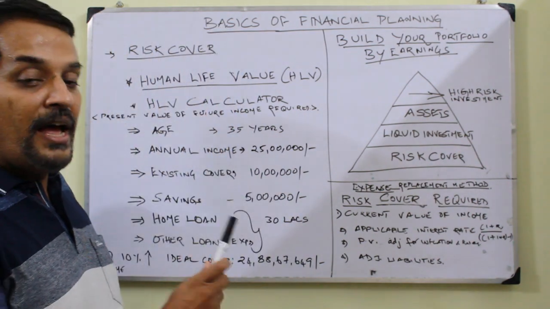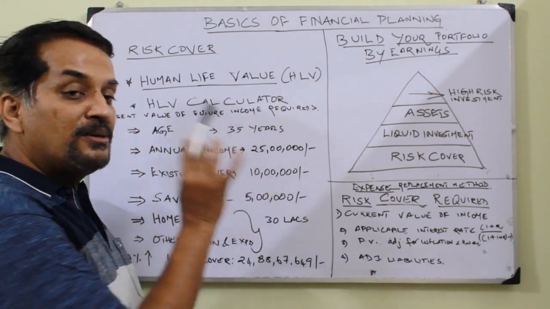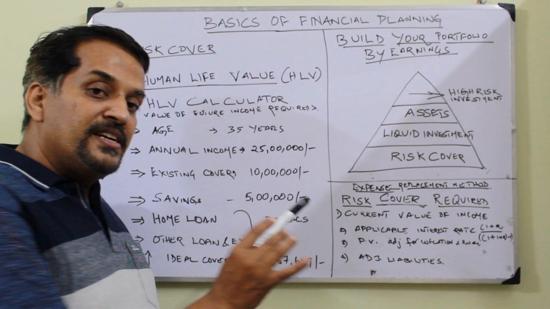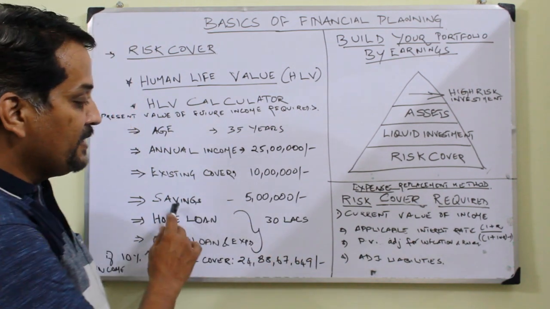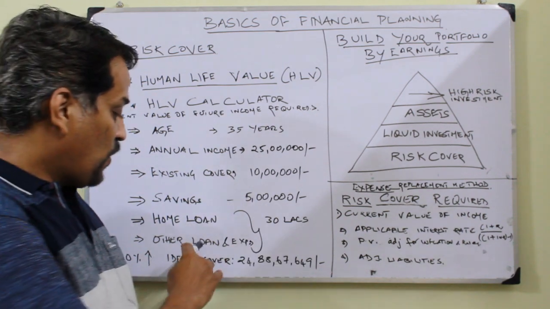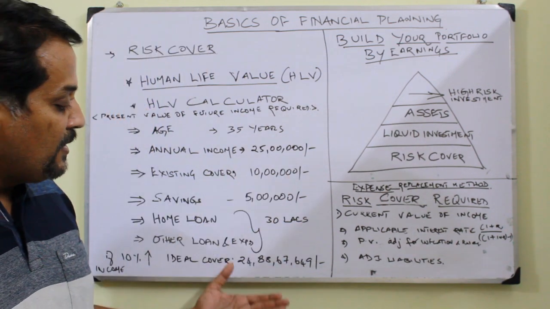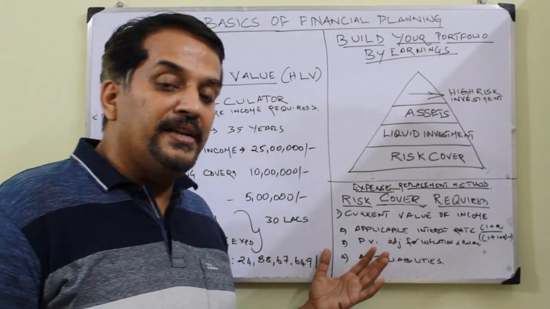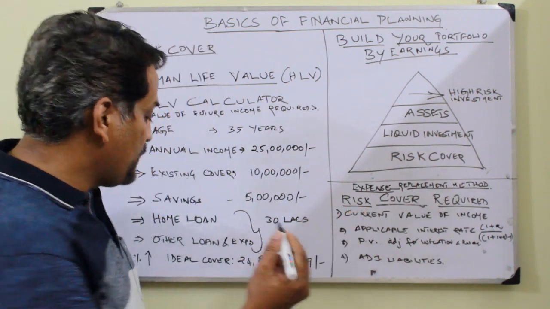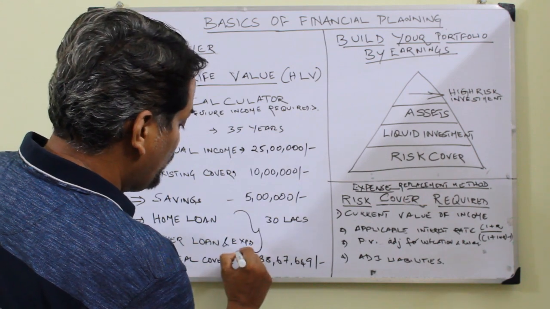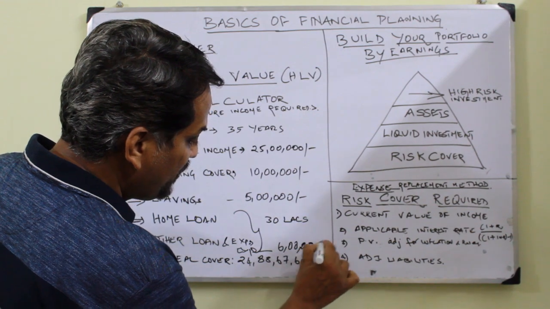My dear friends, I'll go with an example. Age 35 years, annual income 25 lakh rupees, existing cover of 10 lakh rupees from some source, either by self or by his company, and savings of around 5 lakh rupees. Home loan and other loans come around 30 lakh rupees. Monthly expenses, say 50,000 rupees into 12, that is 6 lakh rupees per year, minimum of minimum.